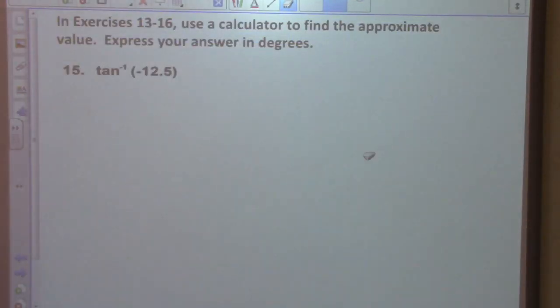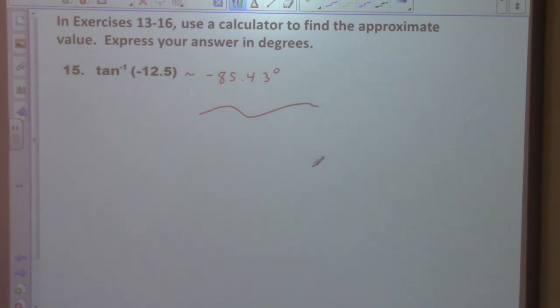Okay, Elizabeth, what'd you get for this one? I got negative 85.43 degrees. Okay, did I predict there would be negative 80 something degrees? What was the basis of my prediction, do you think? How did I predict that?